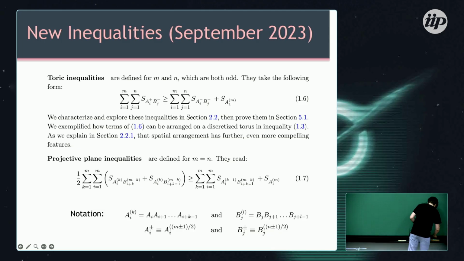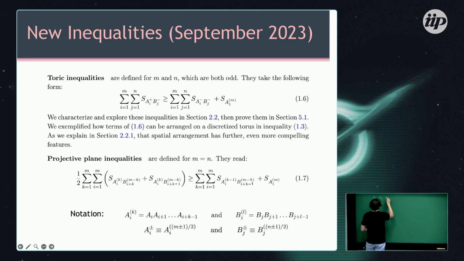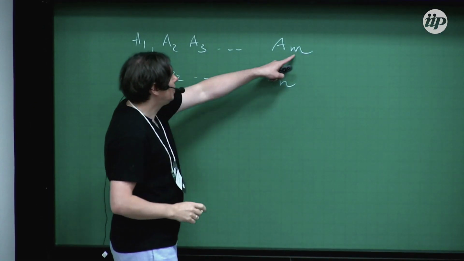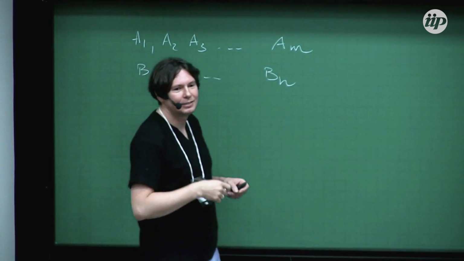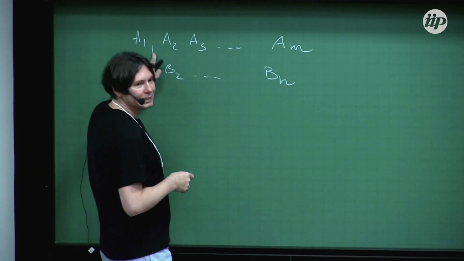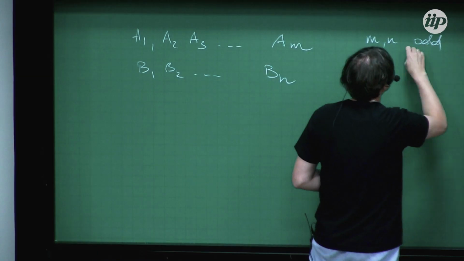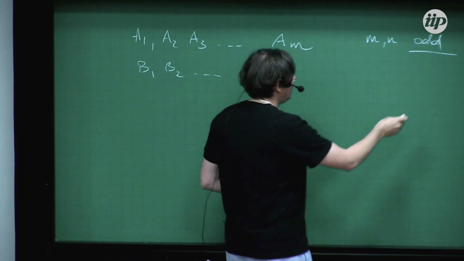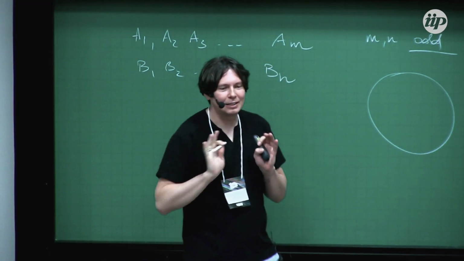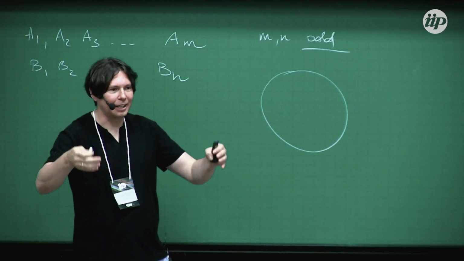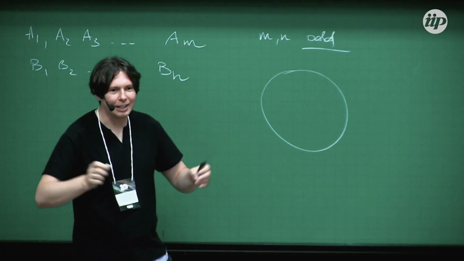So let me do this here. There is A1, A2, A3, up to some A sub m, and there is B1, B2, up to some Bn. And I will always take this index to be cyclically defined. So if you ever see A m plus 1, that's the same as A1, okay? And I take this m and n both to be odd. So that's going to be important for us. Note that I am not assuming any such thing about the actual physical arrangement of these regions in any field theory.